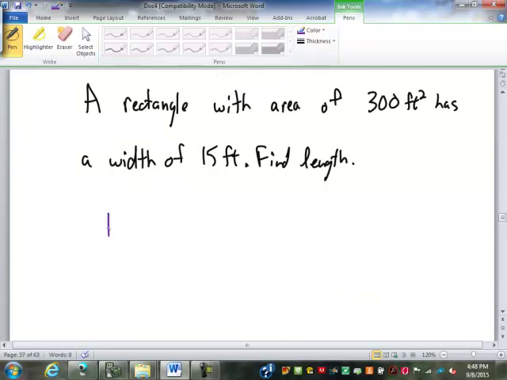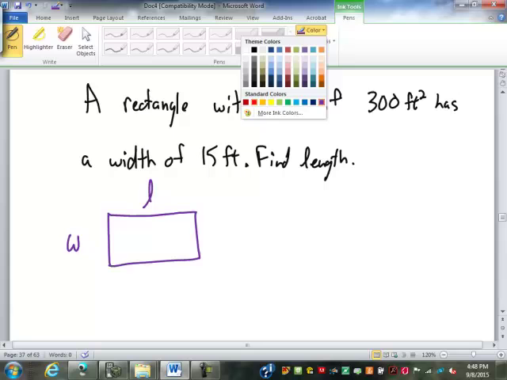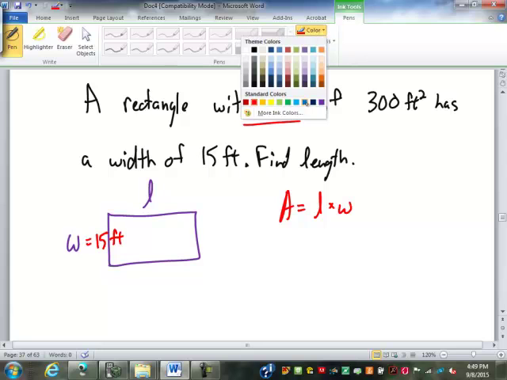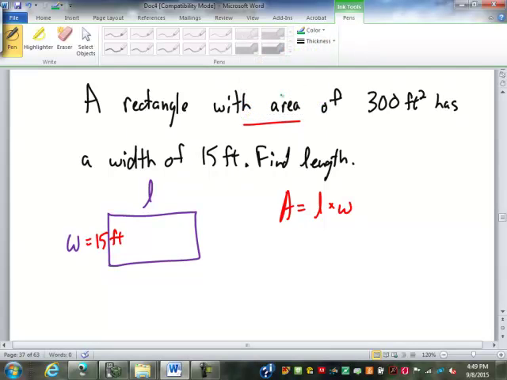Okay, so let's draw a picture of our length and our width. What do we know about this? Width is 15 feet. You know, area is what we're dealing with, which is length times width. What now?